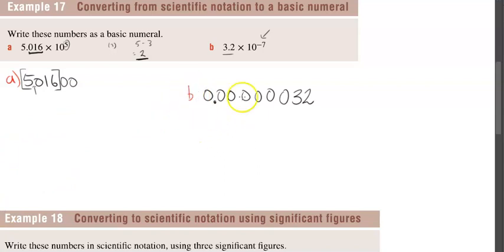Because again, the backwards process, that's a significant number, which is 3.2. And then we count how many zeros there are. 1, 2, 3, 4, 5, 6, 7 before it. So there's our power negative 7.